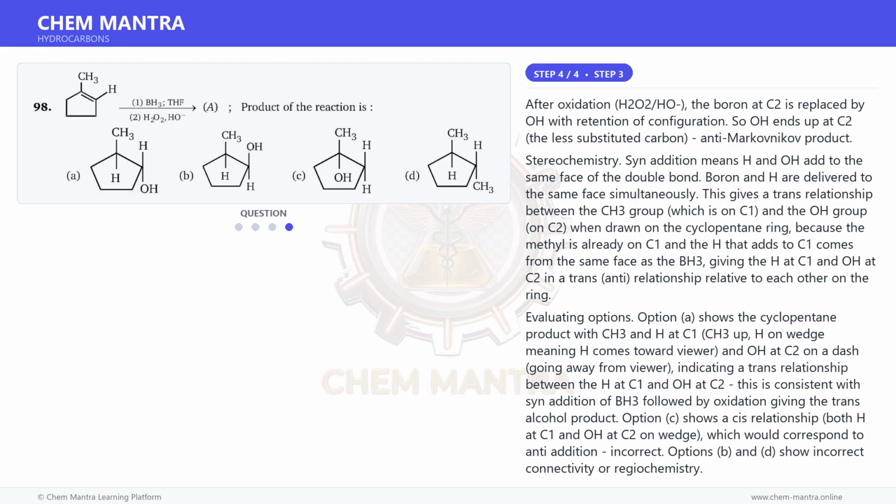Option C shows a cis relationship, both H at C1 and O at C2 on wedge, which would correspond to anti-addition. Incorrect. Options B and D show incorrect connectivity or regiochemistry. Why do the other options fail? B lacks proper stereochemical depiction consistent with syn addition. C shows the cis product which would result from anti-addition, not hydroboration. D shows a dimethylcyclopentane which is a completely wrong product.